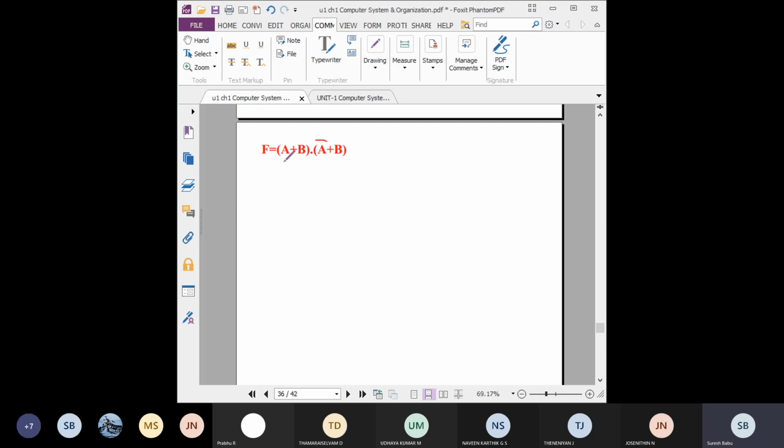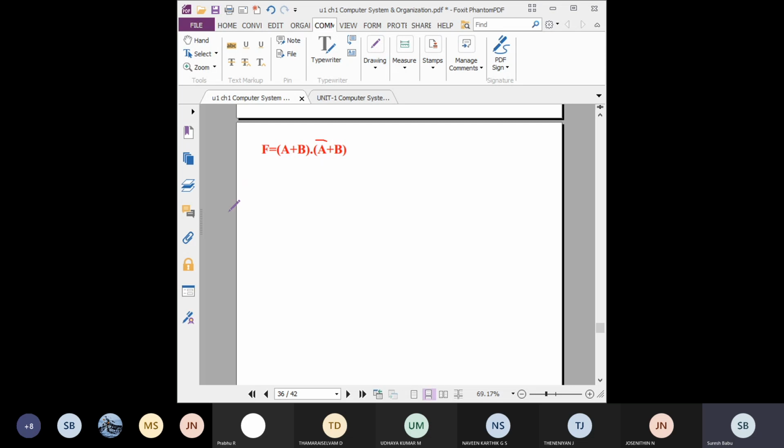Here the expression is given with the same logic gates but with operators. In A plus B, plus is the operator used for the OR gate. Then the dot operator is used for the AND gate. Then A bar means they are using the NOT gate. These are the things you should remember before constructing the logic circuit.